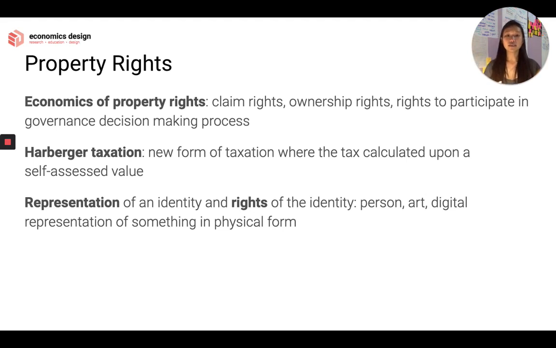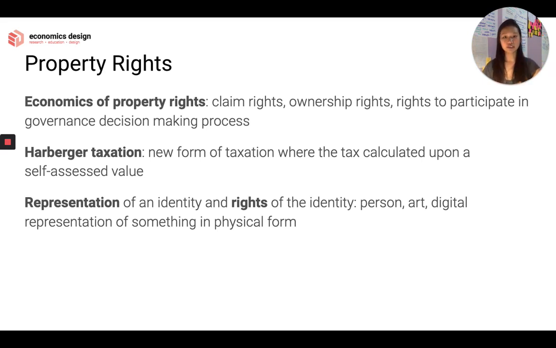So tax is usually calculated based on a price that's set by the market forces. And now we're looking at a new form of taxation where we calculate tax based on a self-assessed value. So I feel that this is worth this amount, and I'm going to pay taxes based on it. And so this changes the concept of property rights a bit. We're going to look into that a little bit later.